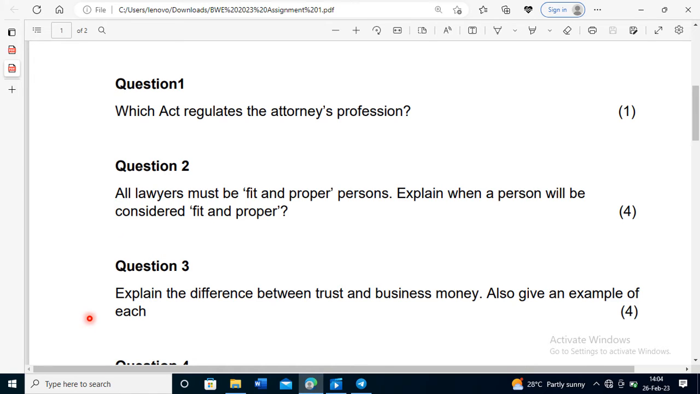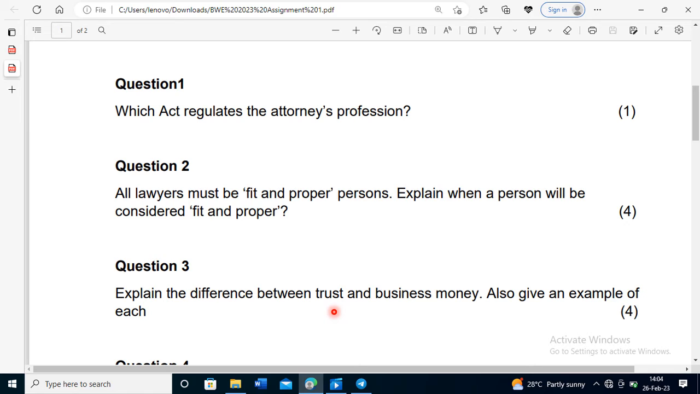Explain the difference between trust and business money. Also give an example of each. So you need to give the difference between trust money and business money. One thing that I still remember is that trust money is the money which belongs to the client, and business money is the money which belongs to the law firm. So the law firm cannot use the trust money even if the law firm is in a kind of financial crisis, because that money belongs to a client.